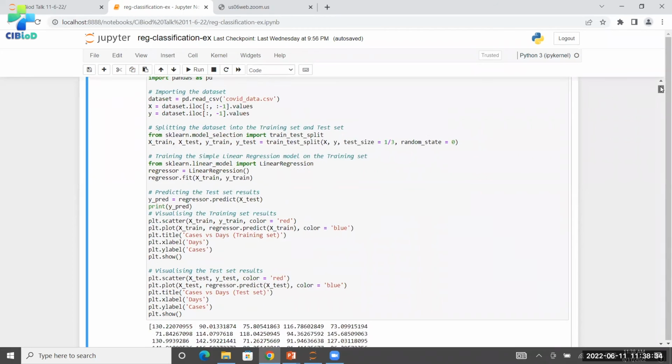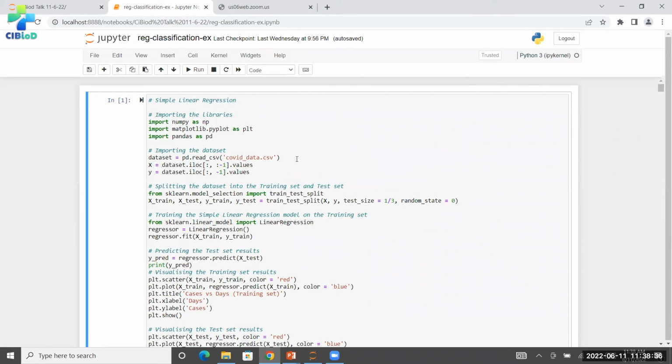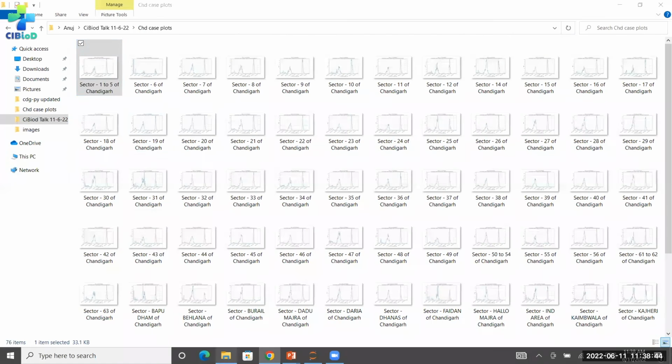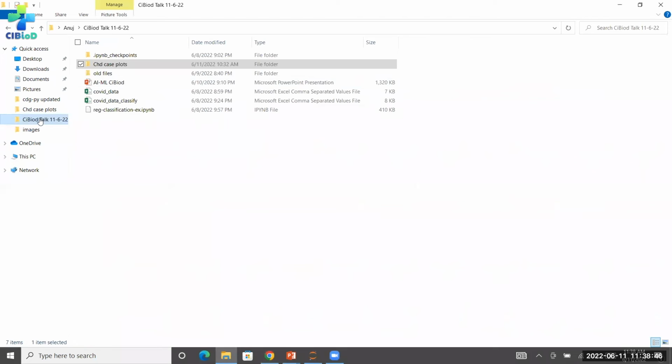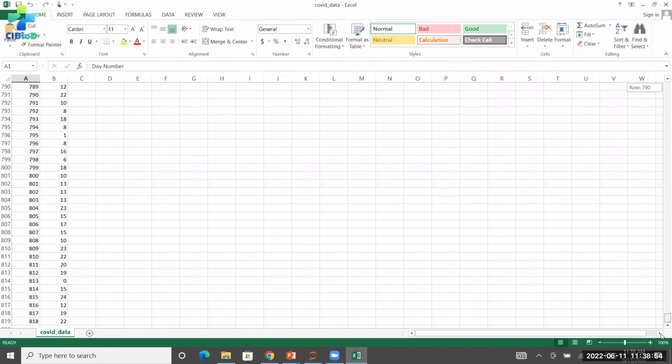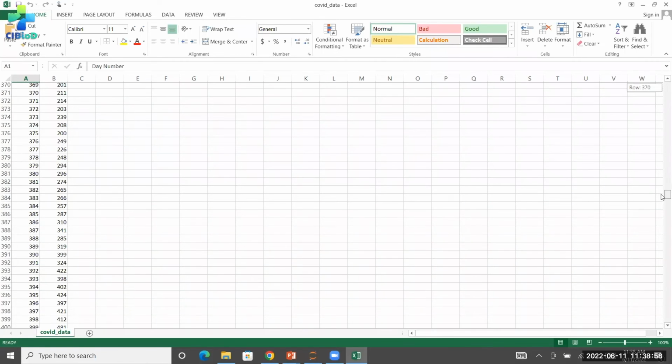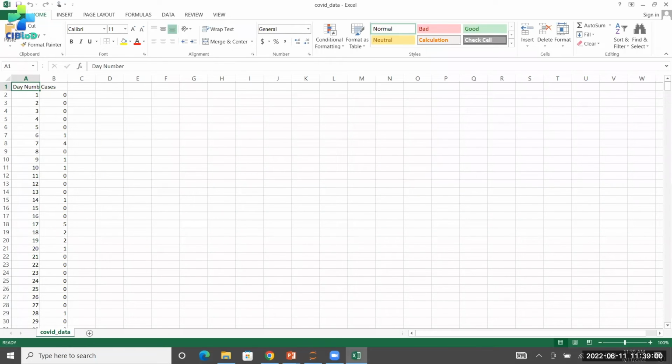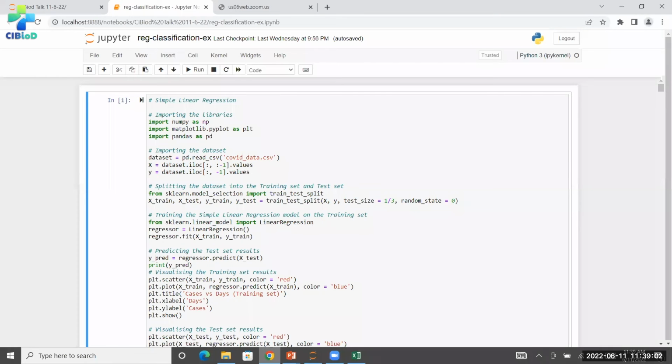Before I show you the graph, I would like to update you that we have taken the COVID data. This is data of Chandigarh. I would like to show you how the data looks. So just wait. This is simple: we have data of almost up to the 10th of June, 818 days of data, and this is for the entire Chandigarh, right?